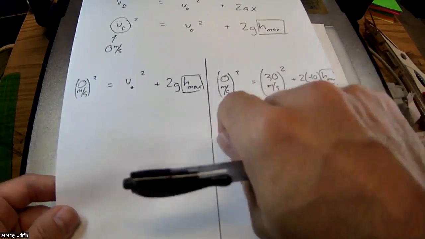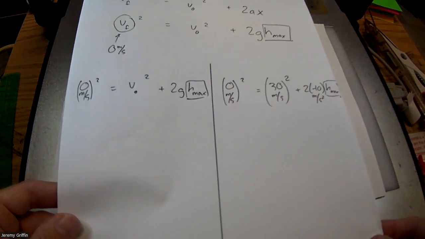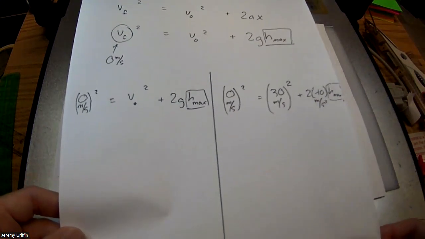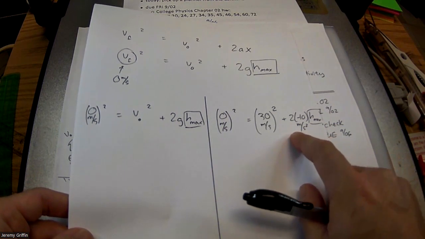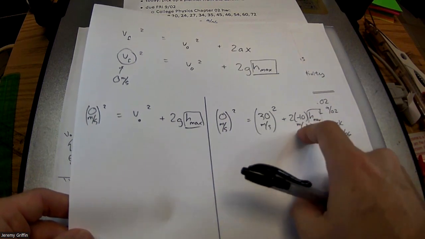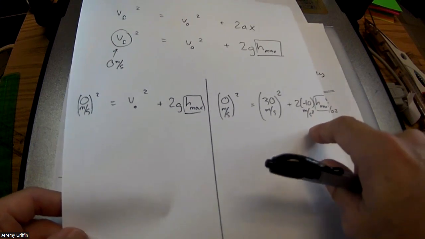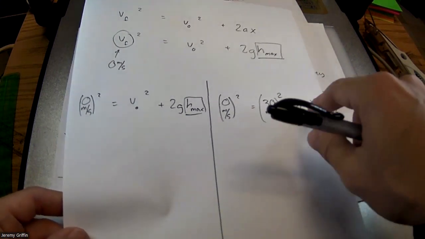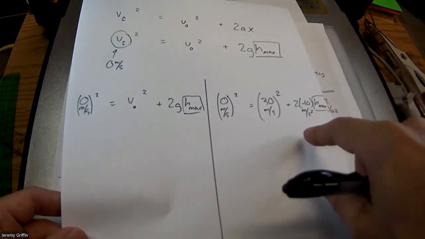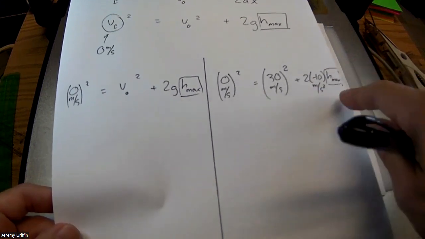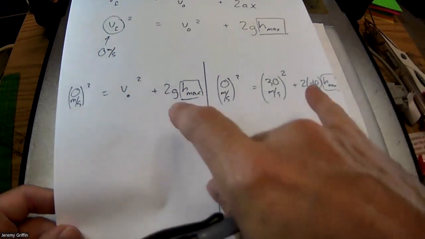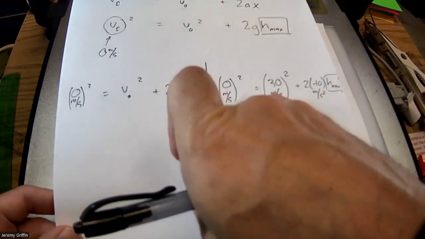Is g always going to be negative 10 meters per second squared on Earth? As long as you're on Earth, the true value is more precisely 9.8 meters per second squared. More often than not, I'll round it to 10 meters per second squared. AP does the same thing. And then should it be positive or negative? Well, that depends on which way you define as the positive direction. Actually, I'm glad you asked that too, because I want to make a point about that.